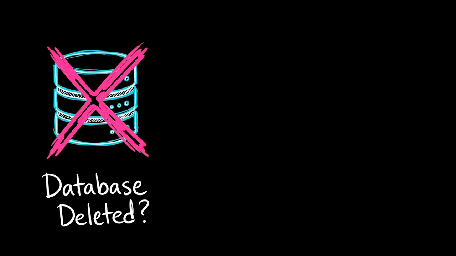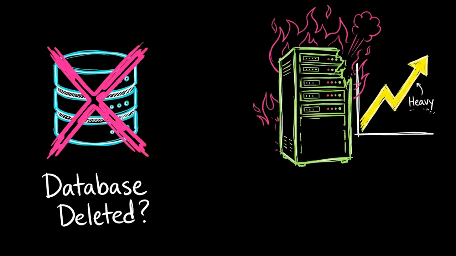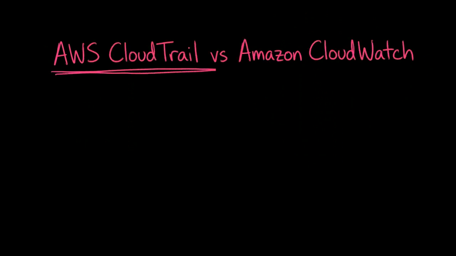If a critical database gets deleted in your AWS account, how do you find out exactly who did it? And if your servers start crashing from heavy traffic, how do you get alerted before your customers complain? Today, we are breaking down the difference between AWS CloudTrail and Amazon CloudWatch. Because the names sound so similar, beginners constantly mix these two services up.